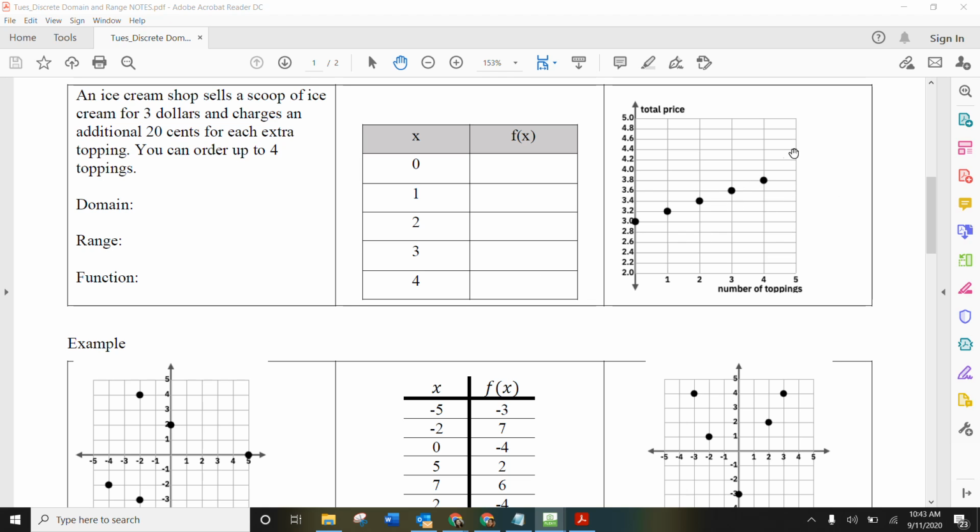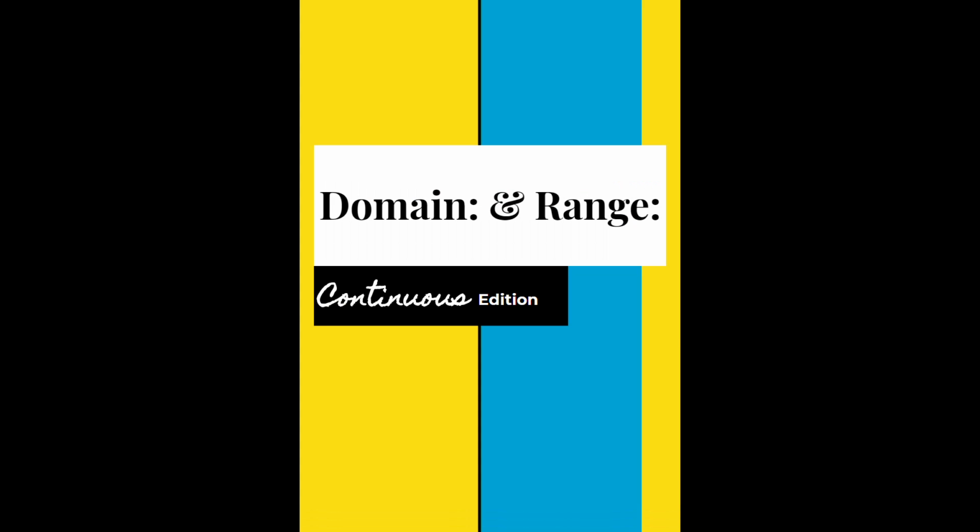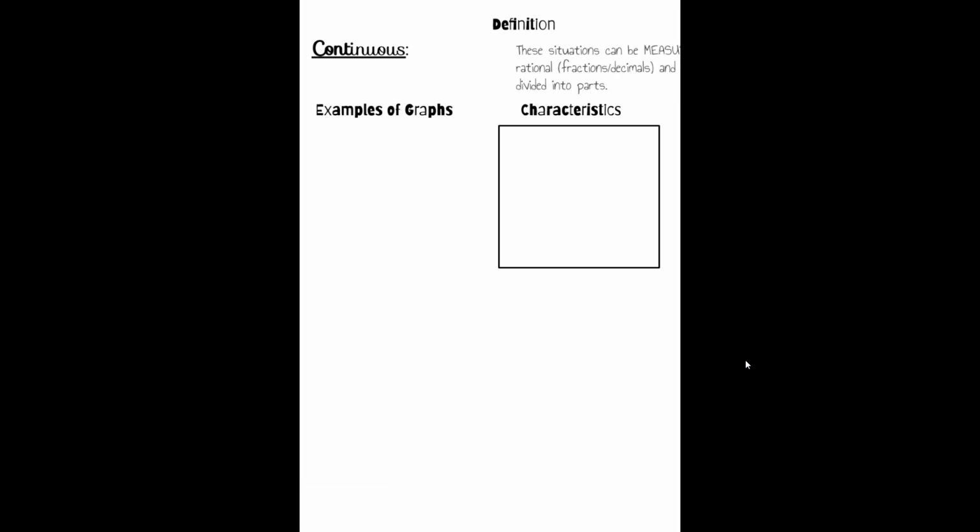So remember, discrete means disconnected. We have a whole bunch of points of data. They are not connected. There is a clear and distinct space between each point of data. Now, what we will be discussing today will be continuous data. So let's go ahead and talk about continuous data.